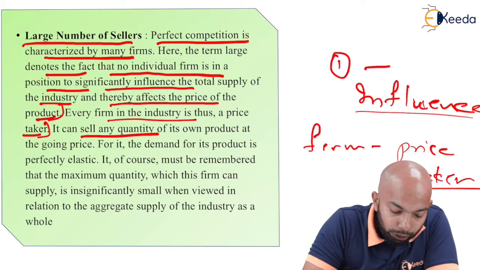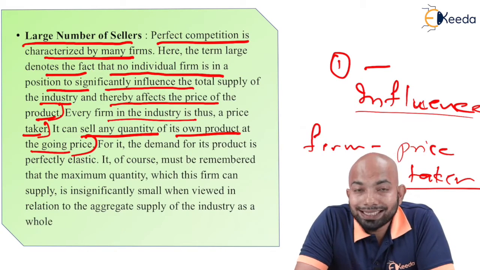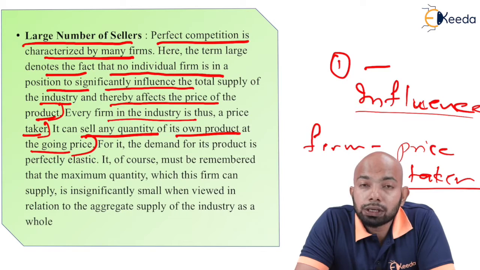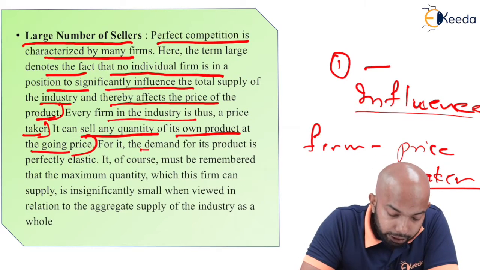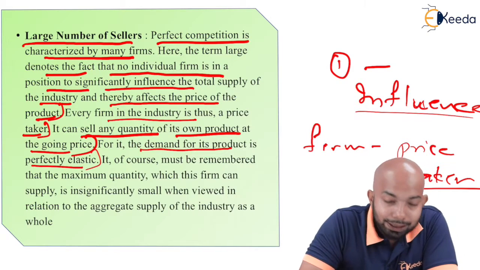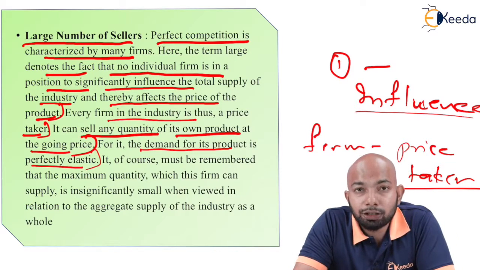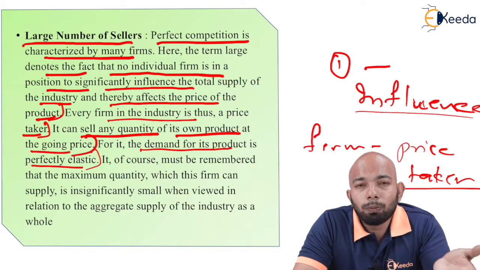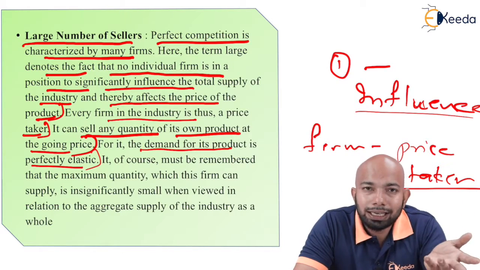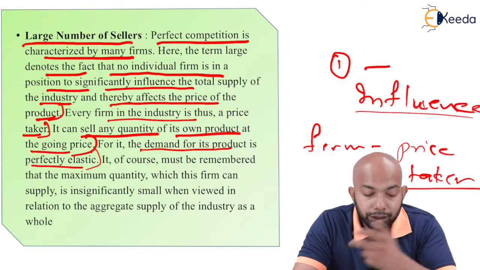It can sell any quantity of its own product at the going price. Whatever price is going on, any number of units can be sold at that same price here. For it, the demand for its product is perfectly elastic. Hence, we call the demand for these products very elastic. It depends on how much quantity you require and what the price is, take it out. That is the basic relation here.